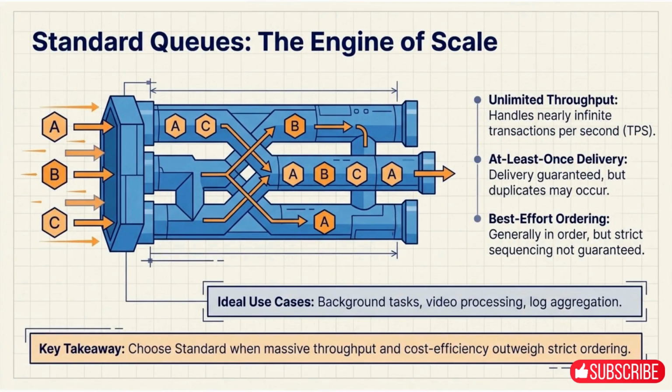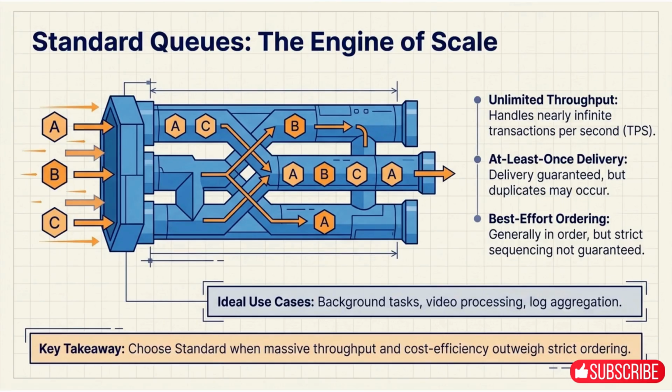Standard queues are the default choice when throughput and elasticity are more important than strict ordering. They support a very high, nearly unlimited rate of send, receive, and delete API calls. Delivery is at least once, so a message can occasionally arrive more than once. Ordering is best effort, which means messages usually appear in sequence, but may occasionally arrive out of order.